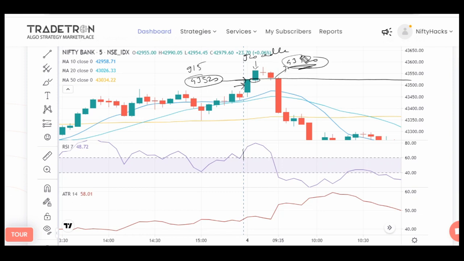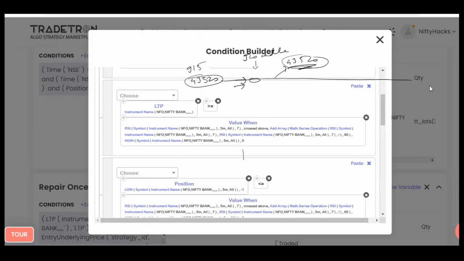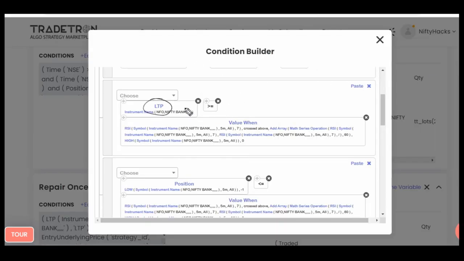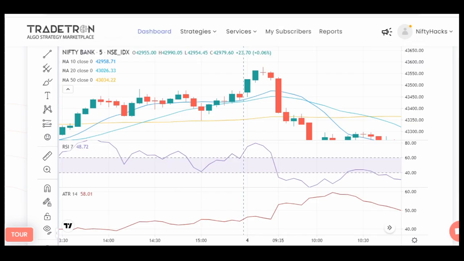Now this condition is already fulfilled after the 9:20 candle opened and went above this high. It opened at 43,520, and as soon as it broke the previous candle high of 43,523, our first condition was met: the current Bank Nifty price should be greater than the high of whichever candle crossed above the 60 level last time. This fetches the last candle that closed above the RSI 60 level. So this first condition got fulfilled as soon as this 9:20 candle opened below this high and went up above it.